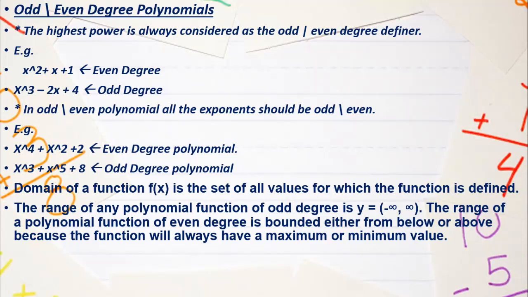The domain of a function f of x is the set of all values for which the function is defined. The range of any polynomial function of odd degree is y equals minus infinity to positive infinity. The range of a polynomial function of an even degree is bounded either from below or above, because the function will always have a maximum or a minimum value.